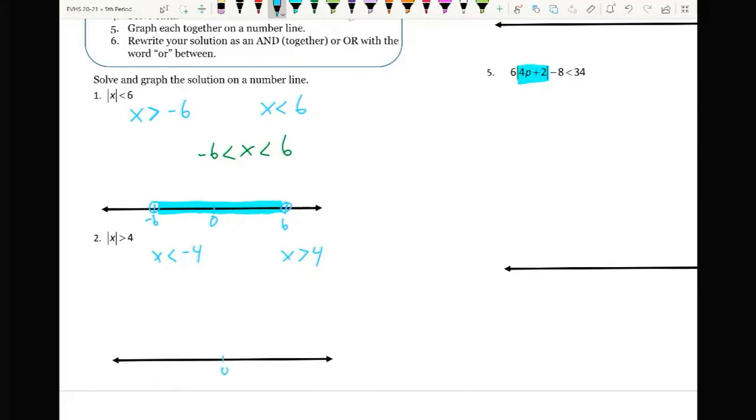So here's my 0. Here's my negative 4. Here's my positive 4. Those both get open circles. And if x is less than negative 4, that means we are going left. And if x is greater than 4, that means we're going right. So since they're kicking outwards, that's an or inequality. And so all I'm going to do is write the word or in the middle. And there's my answer.